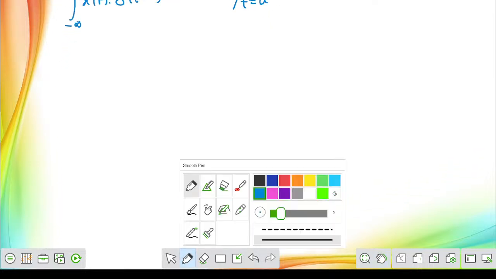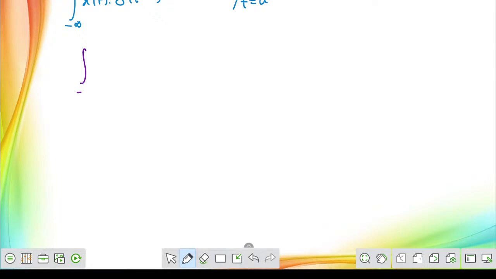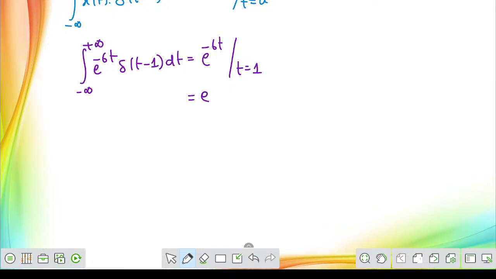Take some example. It is given that the integral from minus infinity to plus infinity of e power minus 6t into del of t minus 1 into dt. What will be its resultant answer? You have to cross-check once again. Running from minus infinity to plus infinity, e power minus 6t into del of t minus 1 dt can be rewritten with e power minus 6t coming out, where the value of t becomes 1. So replace t by 1, and your answer will become e power minus 6. That is the final answer.